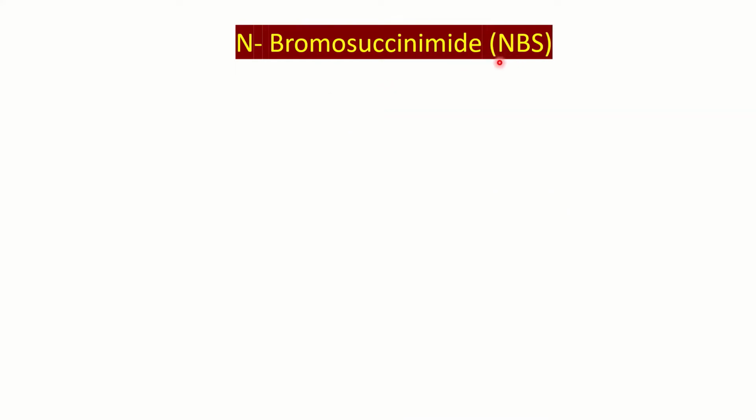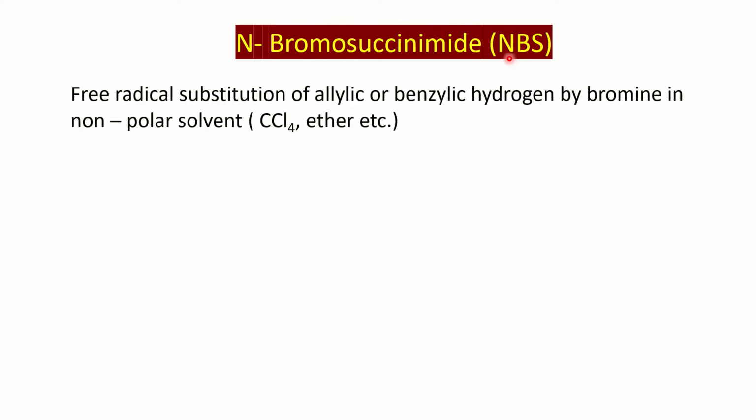N-Bromosuccinimide, which is called NBS, is basically a convenient source of bromine for radical substitution. As you can note here, it is free radical substitution of allylic or benzylic hydrogen. We will see what the allylic position and the benzylic position are. It is free radical substitution of these molecules by bromine in the presence of a non-polar solvent.